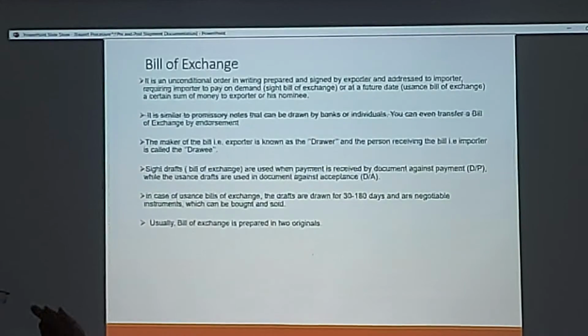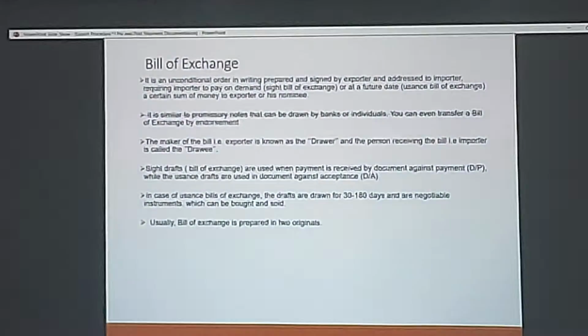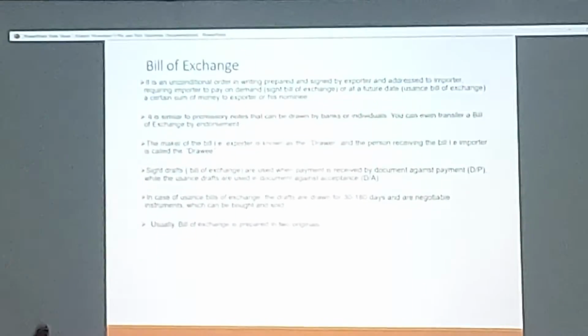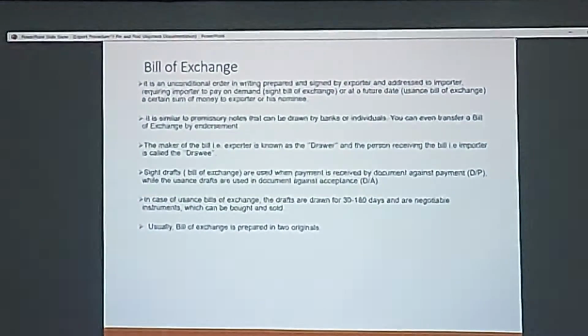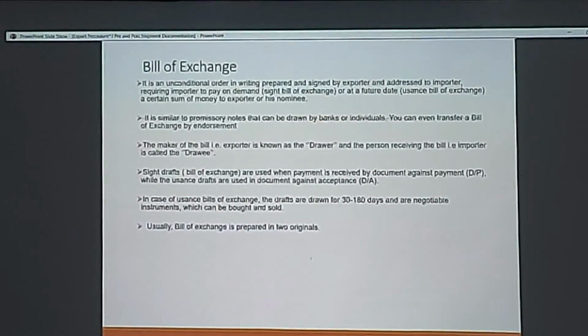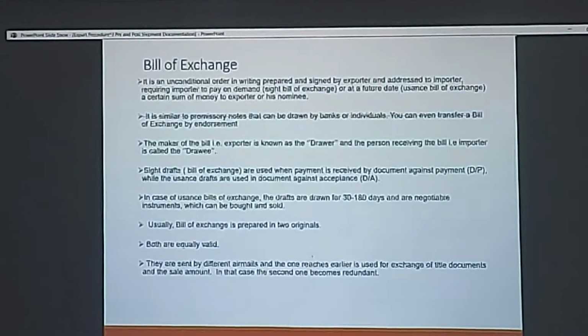So the first lot has 1 BL, 1 bill of exchange, and 1 invoice. Then another is sent after 2 days. In case the first bill of exchange is lost, the other bill of exchange will be applicable. Any one can be used at any time. Once the first one is used, the second becomes null and void.